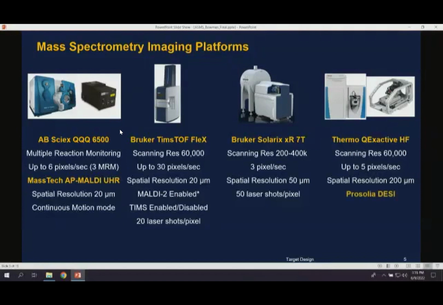This was used with a Prosolia DESI source that was running about 1,000 microns per second, and we were doing everything in single ion monitoring mode.